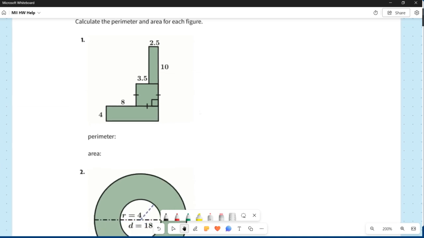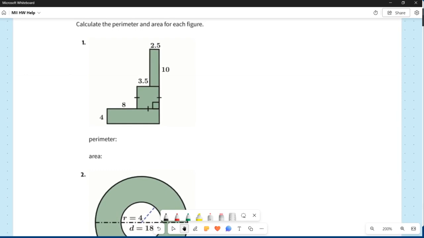So the figures in this section are sometimes called composite figures because they're made up of more basic figures. And number one's kind of a classic example of a composite figure. We have a whole bunch of quadrilaterals, and I'm just going to go ahead and assume that these are rectangles. I mean, they're going to have to be rectangles. So we have three different rectangles. Looks like the middle one's probably a square. And we're being asked to find the perimeter and area.